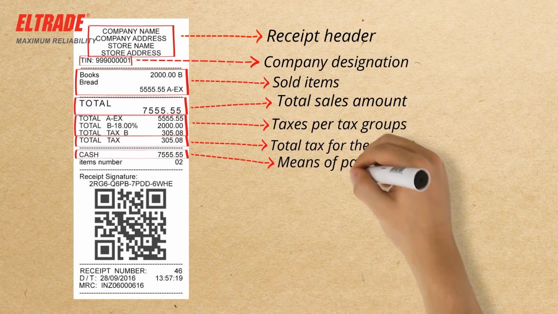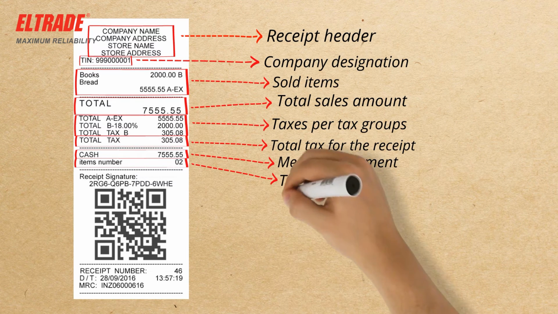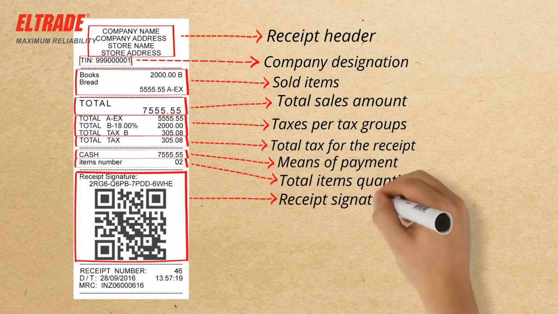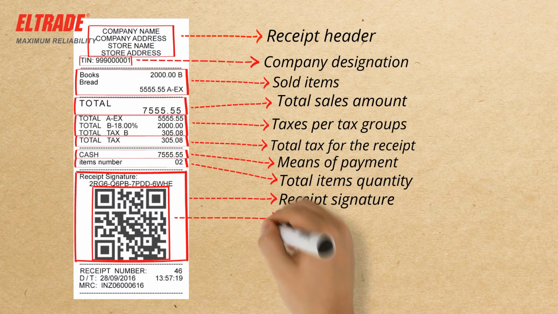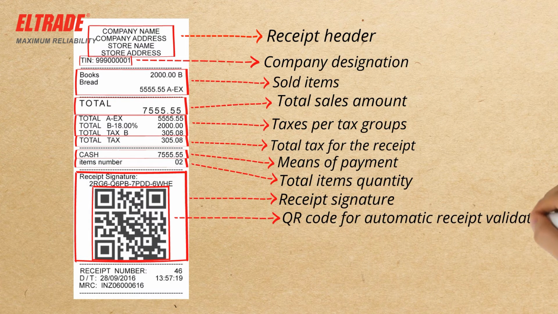Means of payment. Indication of the used means of payment. Total items quantity. Receipt signature contains the unique digital signature of the receipt generated by the Fiscal module. QR code for automatic receipt validation. This field includes the digital signature and receipt data.